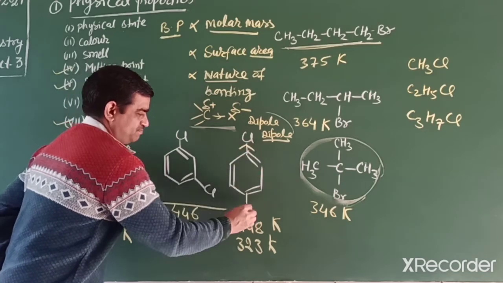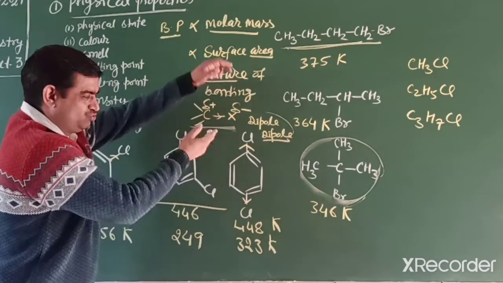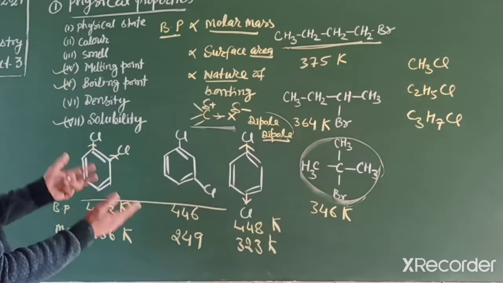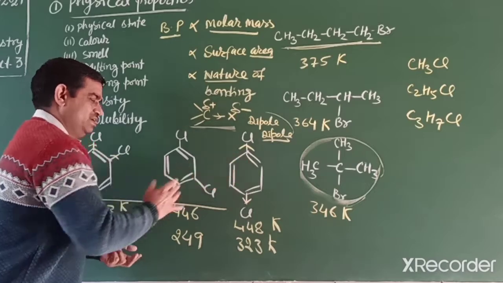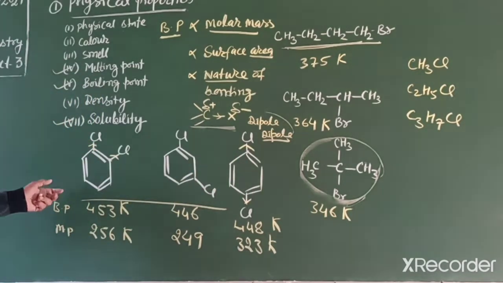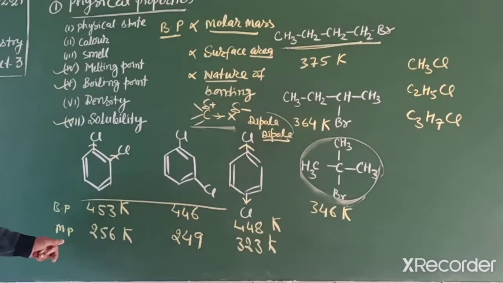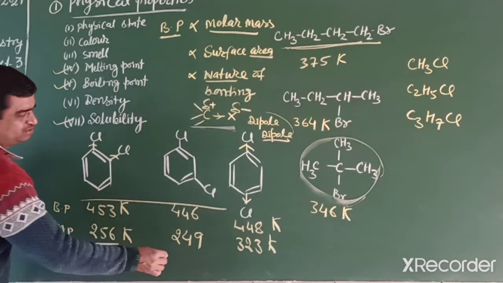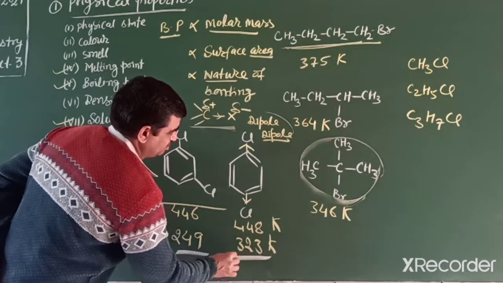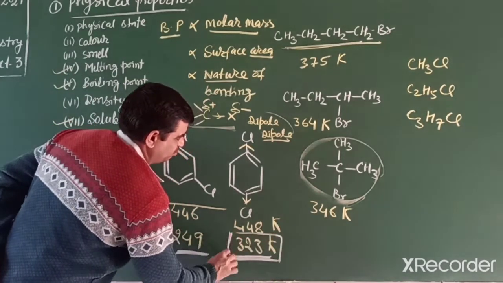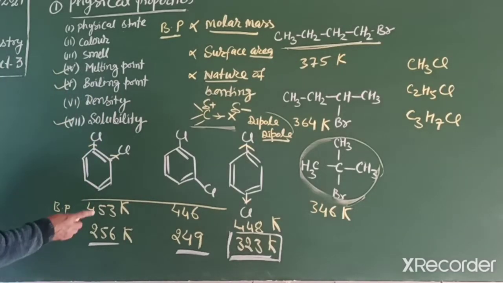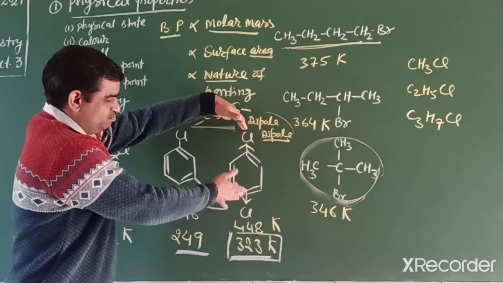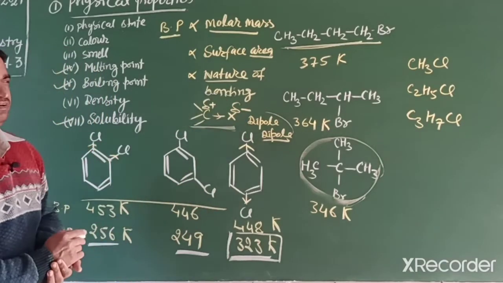Para isomer: the dipoles are oppositely directed, so they cancel each other, so there is less dipole-dipole attraction. Ultimately it has a lower boiling point, but meta is not much different. Also, if we observe the melting point difference, 256, 249, 323. 323 is the highest melting point. The reason is that the para isomer has more packing efficiency, being symmetrical.